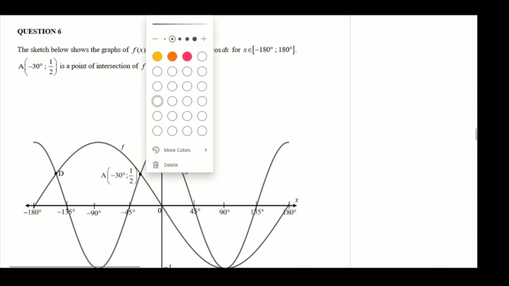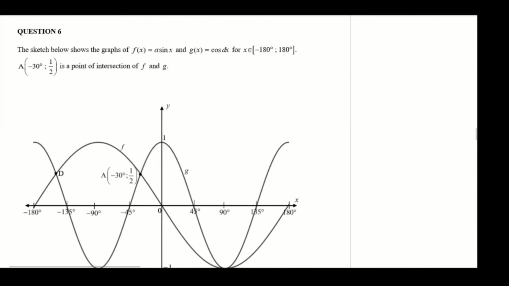So now we're going to do question. Okay, so now we're going to do question 6. Say that in a sketch below we are given the graph of f of x and the graph of g of x, and this is the restriction from minus 180 to 180 degrees, and we're also given a point of intersection between both graphs.